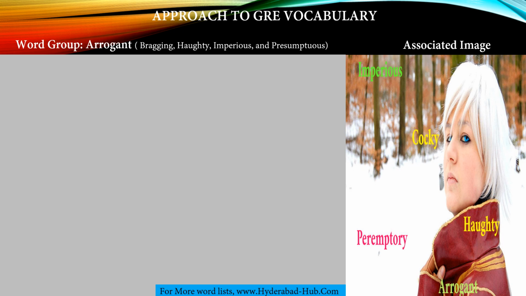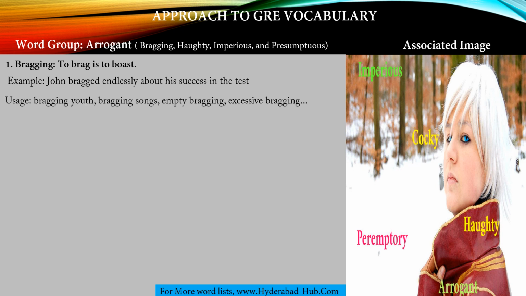Now, learn the meaning, usage, and example for each word. Bragging. Meaning, to brag is to boast. Example: John bragged endlessly about his success in the test. Usage: bragging youth, bragging songs, empty bragging, excessive bragging.